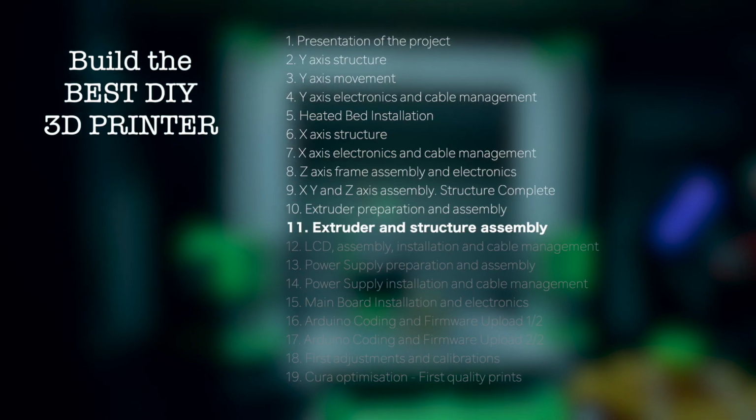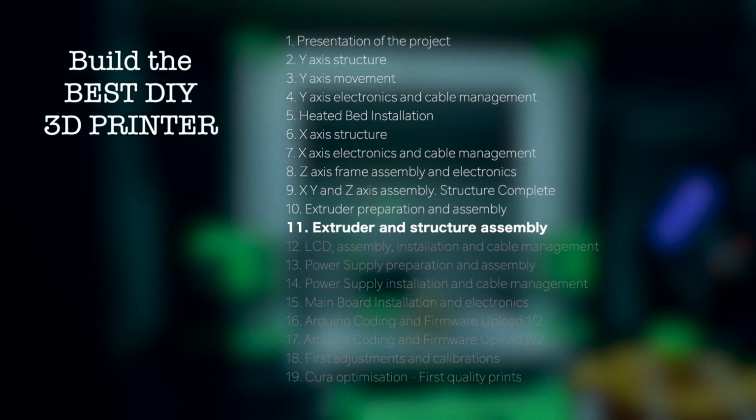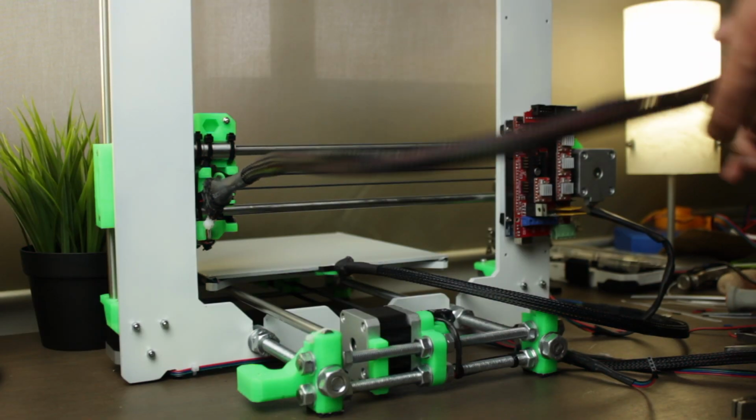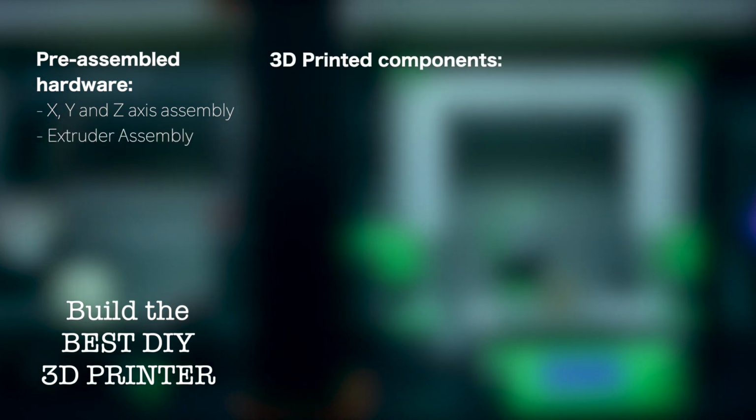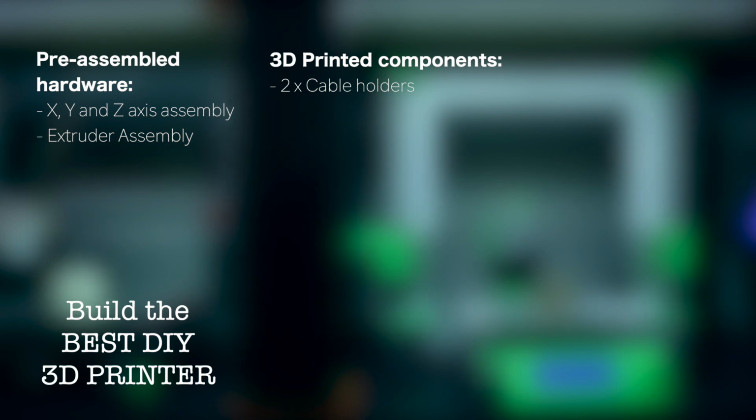Alright guys, we can say that we have finished this episode of the series with the extruder fully built and installed into the 3D printer. Finally, I'm going to make as always a recap of all the components we used for this build. First, for the pre-assembled hardware, we'll need the X, Y and Z axis assembly and the extruder assembly. Then for 3D printed components, only the 3D printed cable holders.